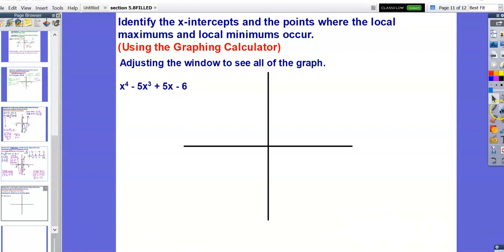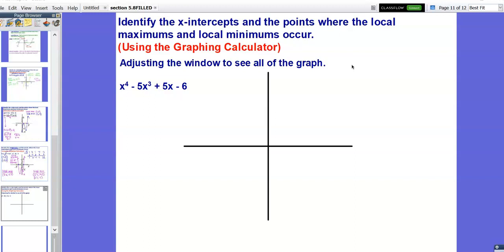Welcome to our last example. For this question, yes, we still want to identify the local maximum and local minimum, and you can kind of think about what the end behavior should look like before you type it all in, just to make sure you're getting the right information.